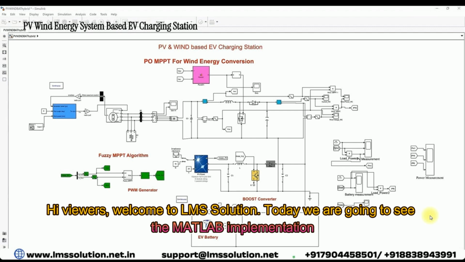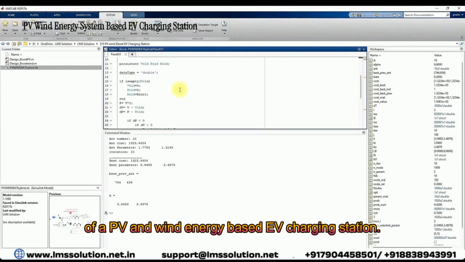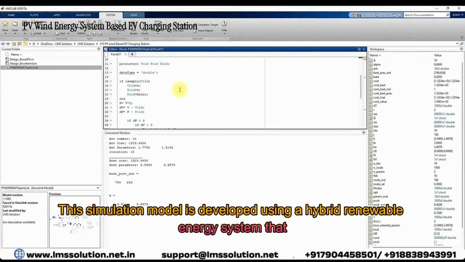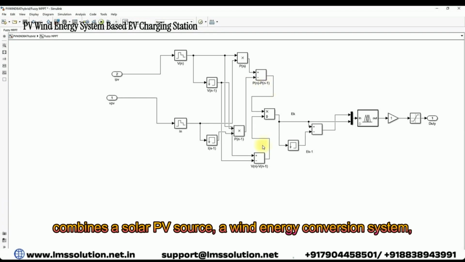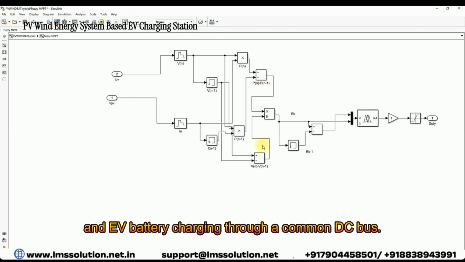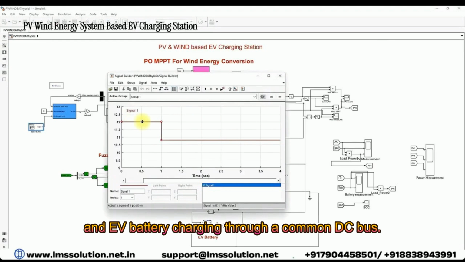Today we are going to see the MATLAB implementation of a PV and wind energy based EV charging station. This simulation model is developed using a hybrid renewable energy system that combines a solar PV source, a wind energy conversion system, and EV battery charging through a common DC bus.